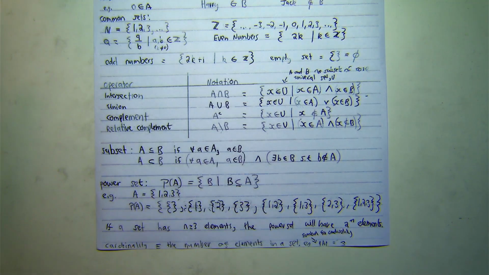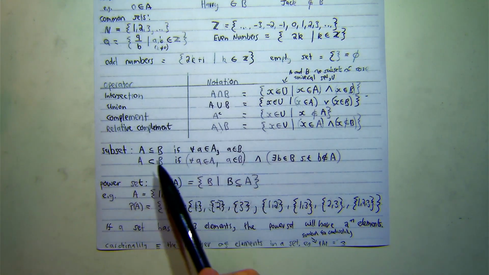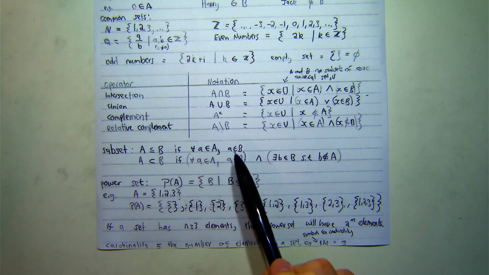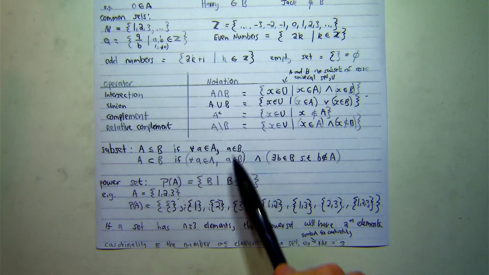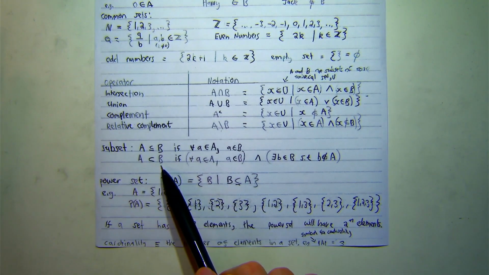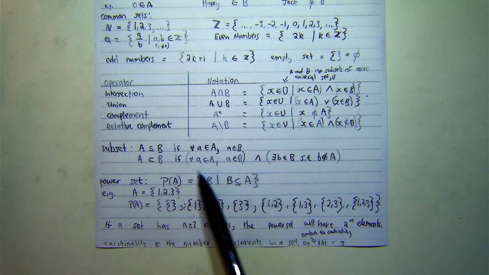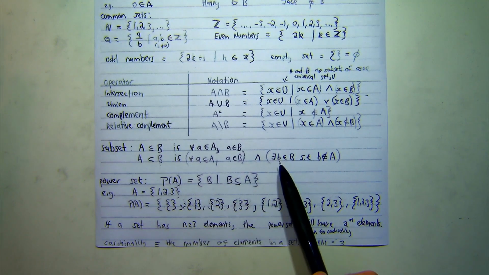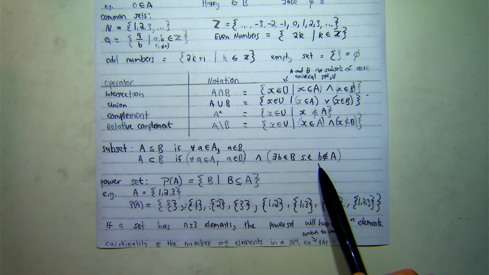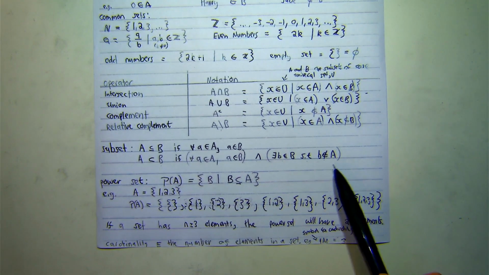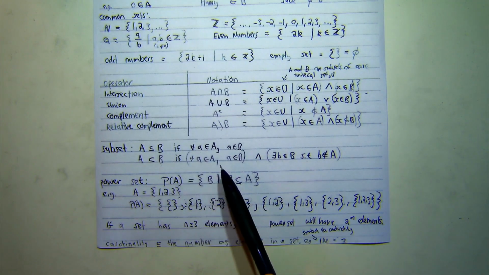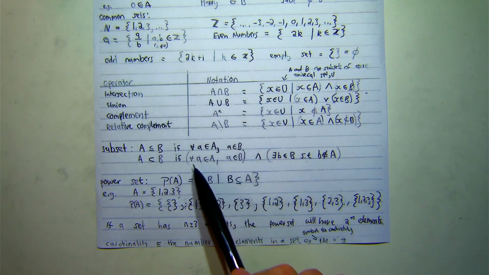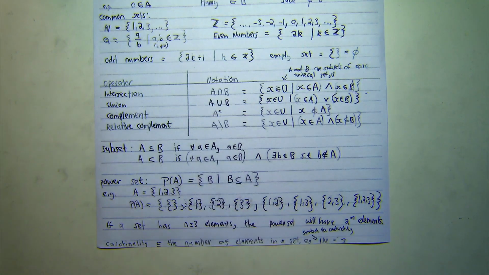The definition of a subset: A is a subset of B if every element in A is also an element of B. A is a strict subset of B if this definition is true, and there exists an element in B such that it is not in A. So it's strictly a subset if there is some element in B that's not in A, but every element in A is in B.